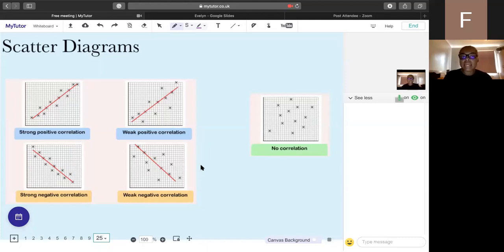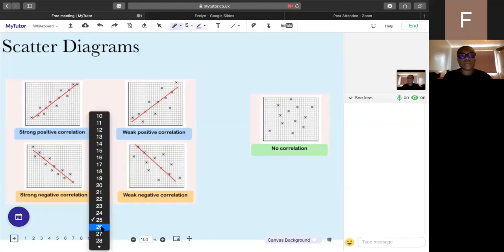One other thing is that you should be able to tell whether it's strong or weak. It's strong if all your points are quite close to each other, like when we look at the strong positive and strong negative, and it's quite weak if your points are spread out quite a lot and they're not very close to your line of best fit.